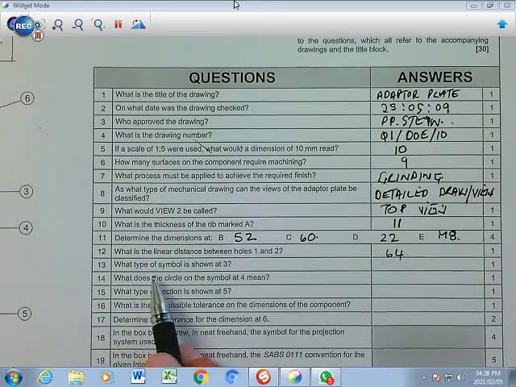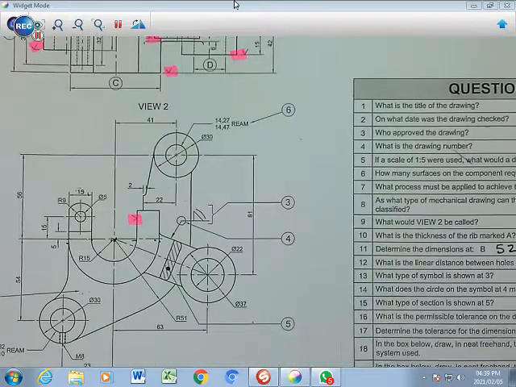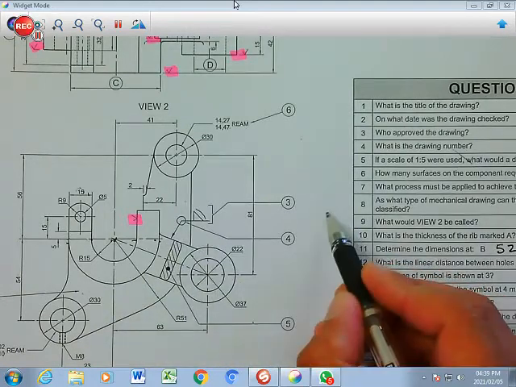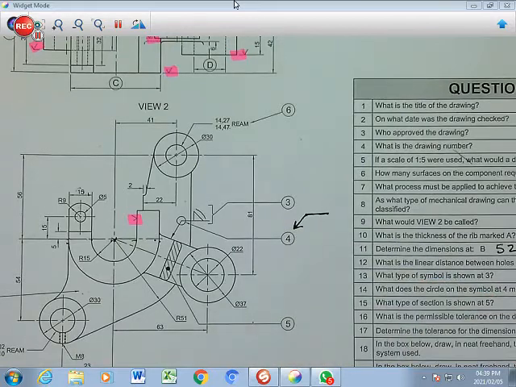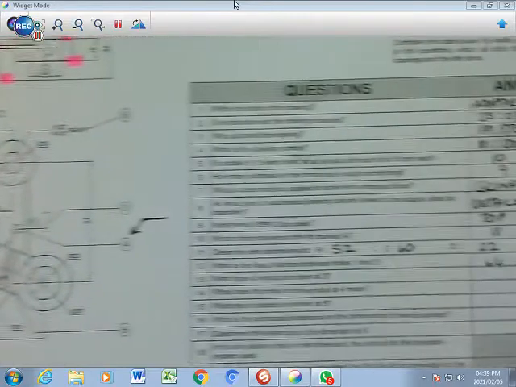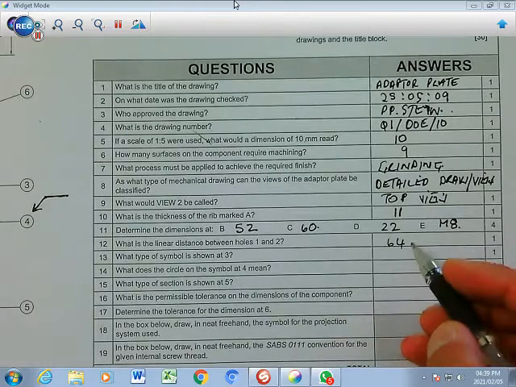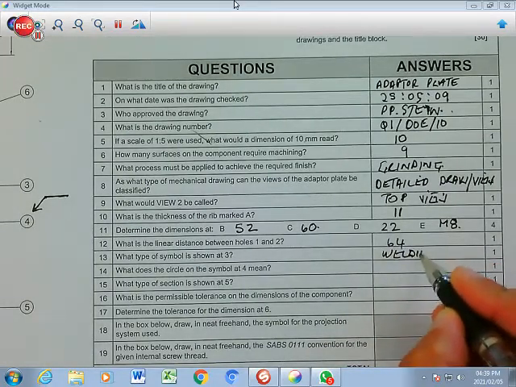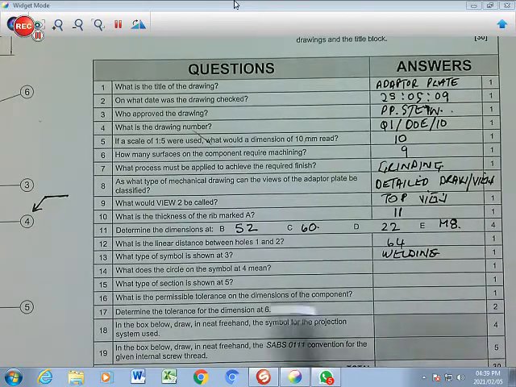13. What type of symbol is shown at 3? So we're going to look where number 3 is. Number 3 refers to that particular symbol there. It looks like that, a reference line and an arrow line. That is a welding symbol. This is more a grade 12 question, but we'll introduce it in grade 11. That's a welding symbol, so I'm going to write there welding. I can write the word welding or welding symbol, but you don't need to write symbol because symbol is already there.